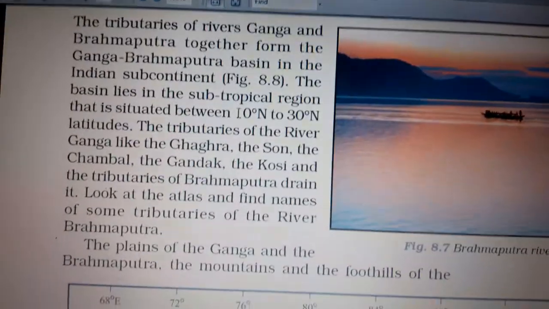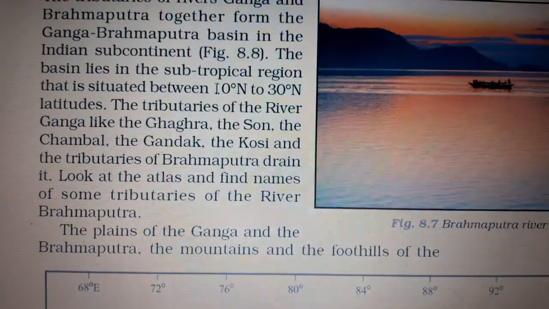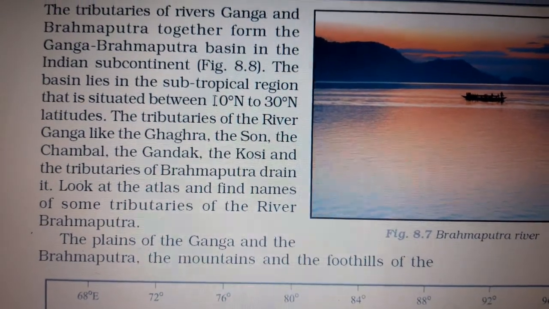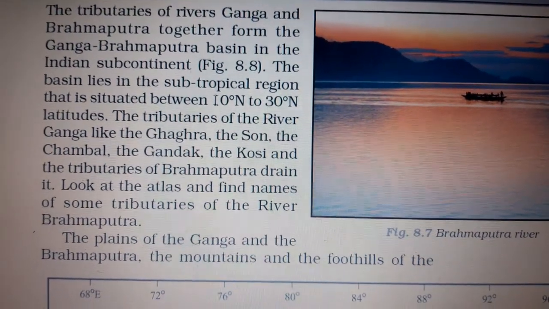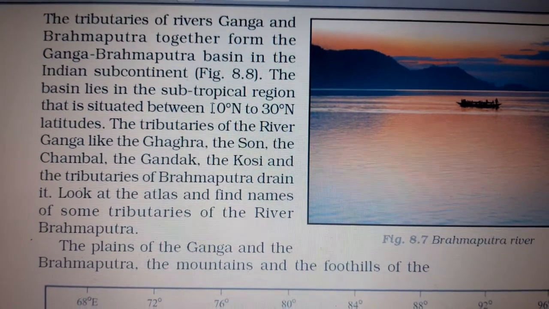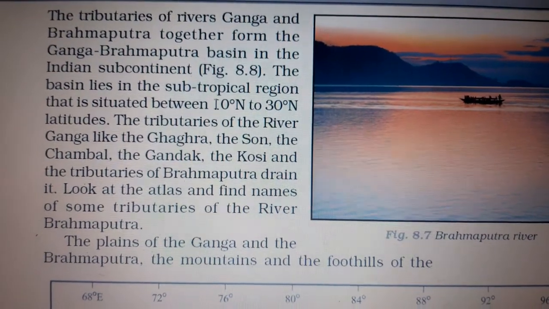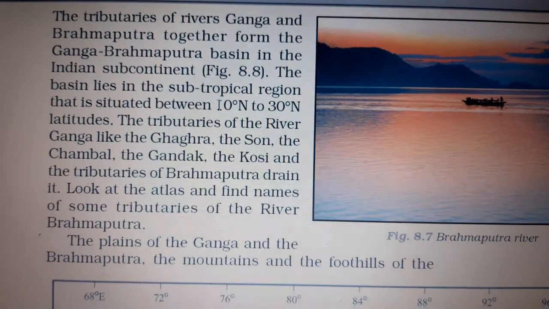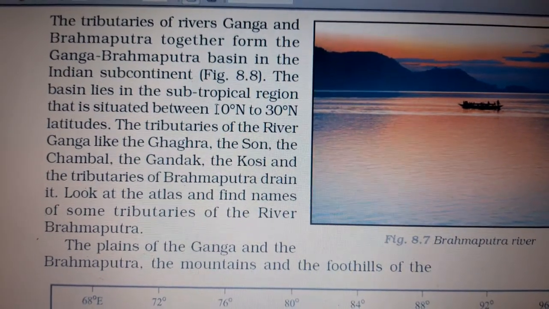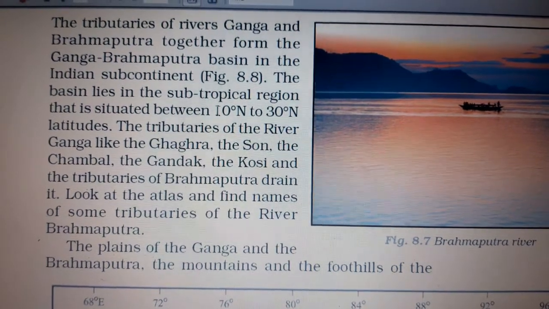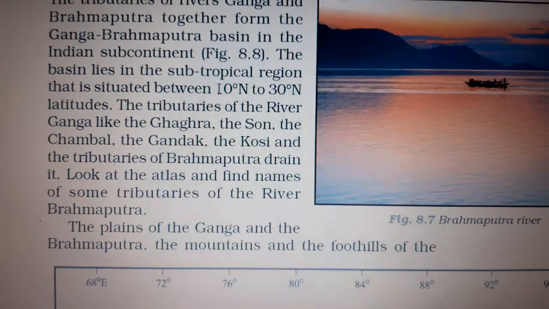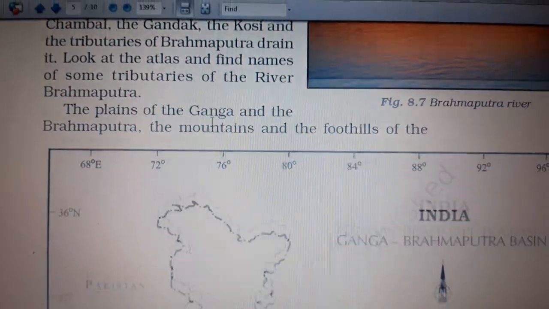Now we have to underline the tributaries of river Ganga, and you have to find on your own the tributaries of river Brahmaputra. Underline the name of the rivers: Ghagra, the Son, the Chambal, the Gandak, the Kosi. These are the tributaries of river Ganga. And Brahmaputra river, I told you only one, that is the Lohit. You have to find out two or more tributaries of the Brahmaputra river.